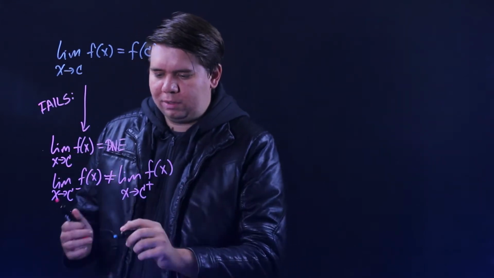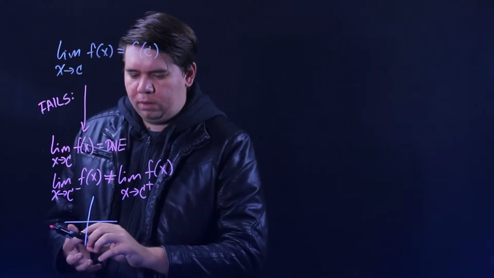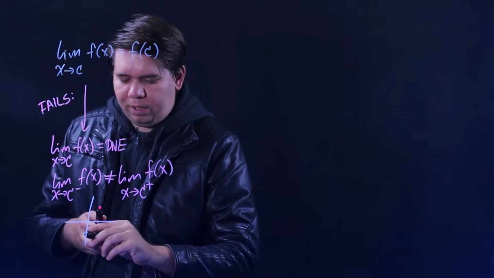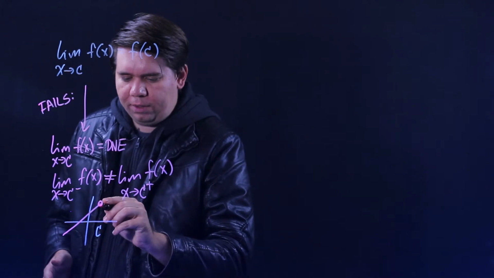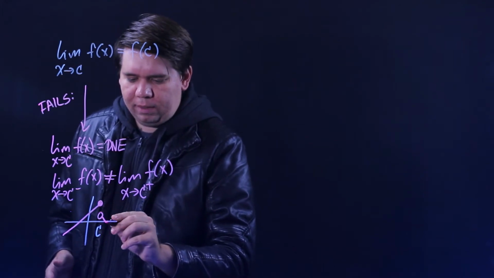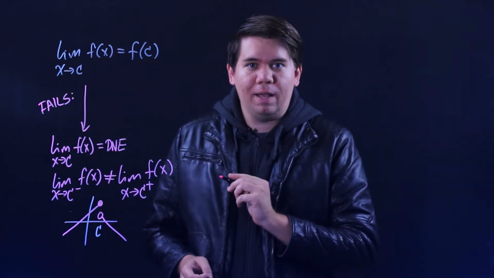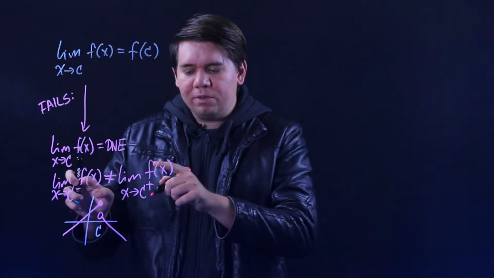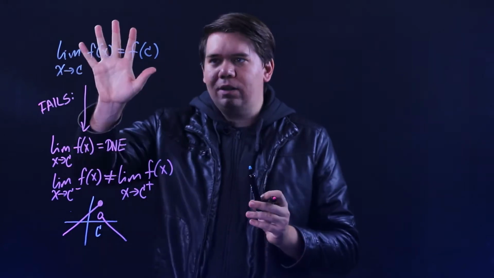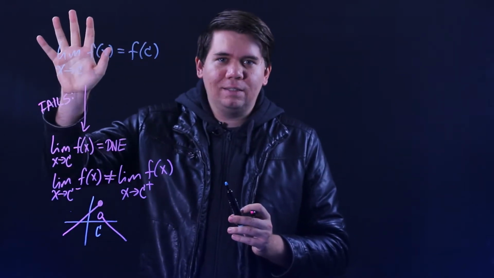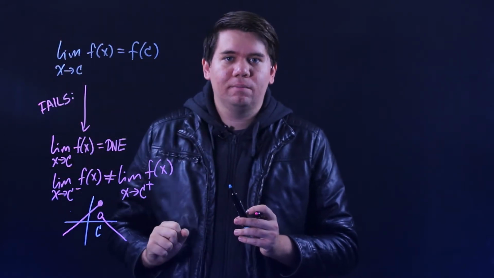You might have a picture look something like this. Say your c value here is some value c. You come in from the left to one value, but coming from the right, you head towards another value. Therefore, your left and right limits would not be the same, so we'd say the overall limit doesn't exist. So then certainly the statement can't be true because the left-hand side isn't even defined.